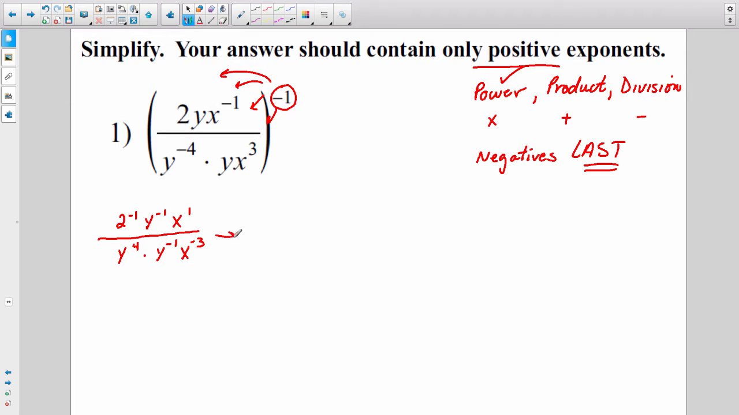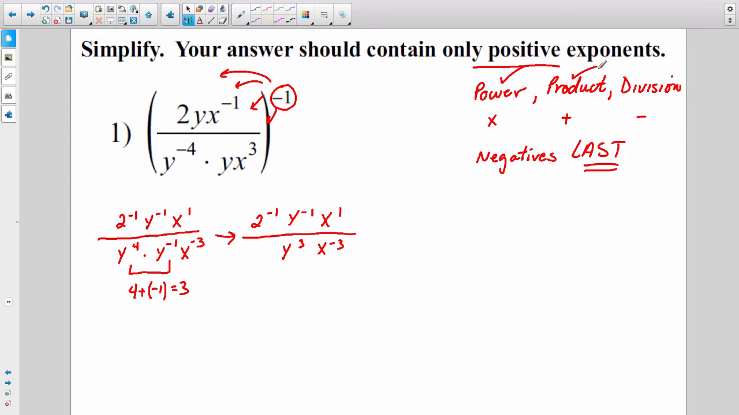So step 2. The top won't change. It'll still be like this. However, the denominator, we will add those 4 plus -1, which is 3. So now my y's can be combined to be 3. The x has nobody, so we'll just leave it as a -3. And we have now completed the product rule.